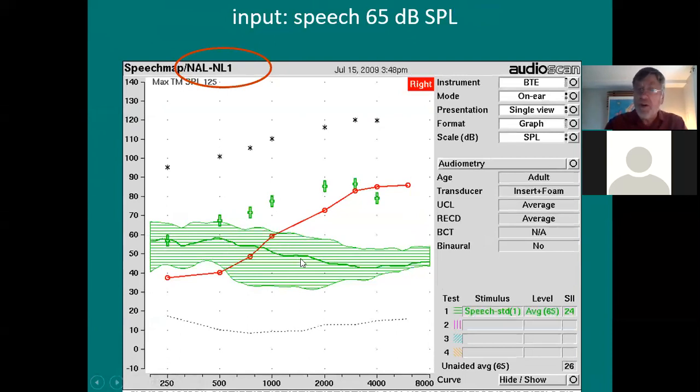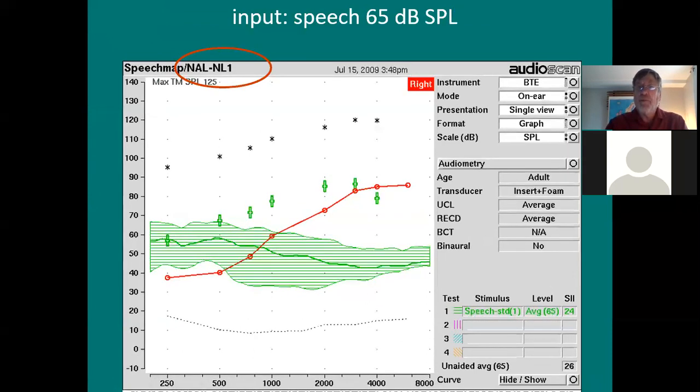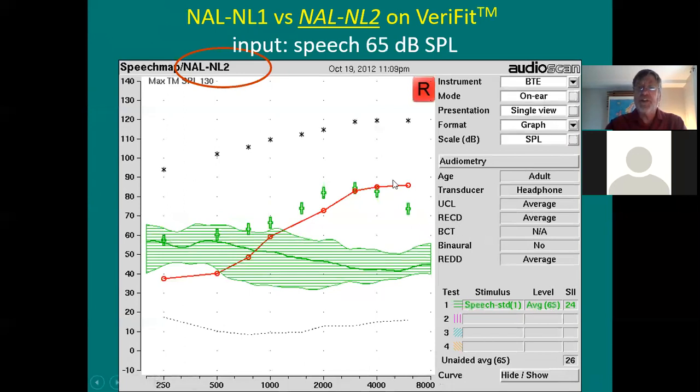But what would you want? You'd want this mean average, this line, to be here. Isn't that weird how the mean average here is even below the threshold? Well, I guess there's still a bit above here. Odd, isn't it? But that's the fitting method. NAL-1. See how NAL-2 doesn't ask for quite as much in the mids, but it asks for a little bit more in the highs. I can kind of see it here.